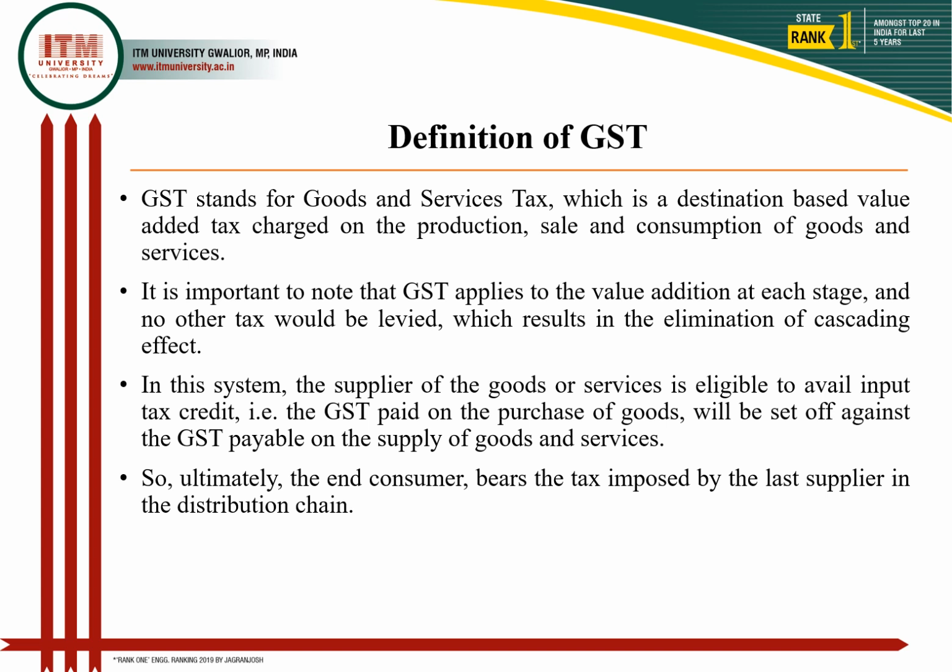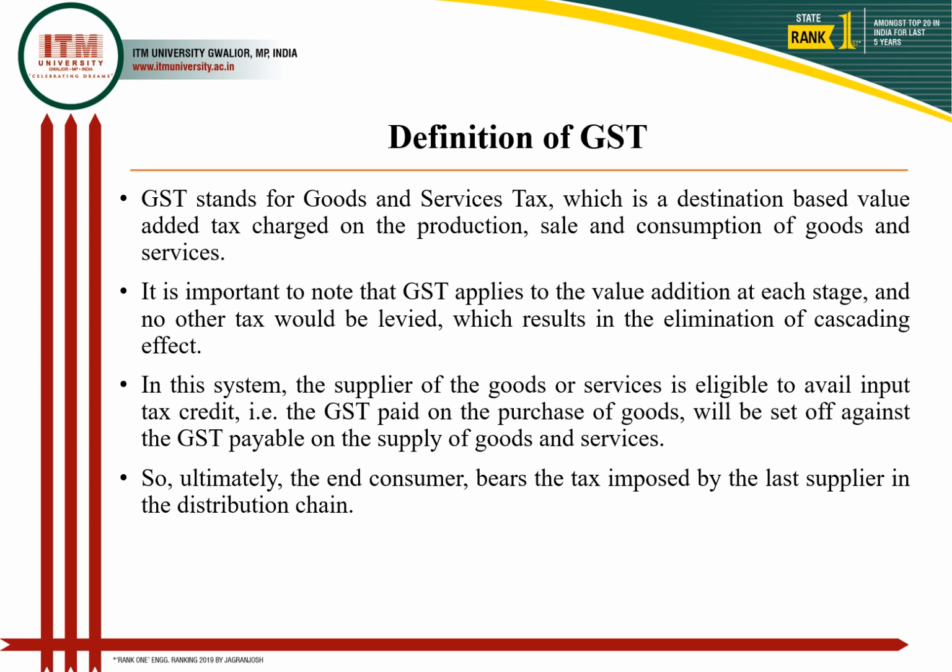GST, however, is a destination-based value-added tax that is charged on the production, sales, and consumption of goods and services, that is, supply of goods and services. So GST applies to the value addition at each stage, and no other tax would be levied, which results in elimination of the cascading effect. So for the same period, there is no additional tax that is going to be added.